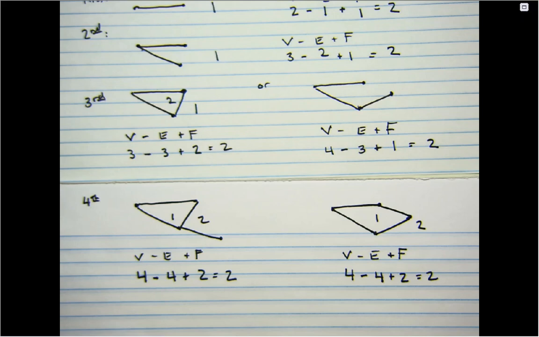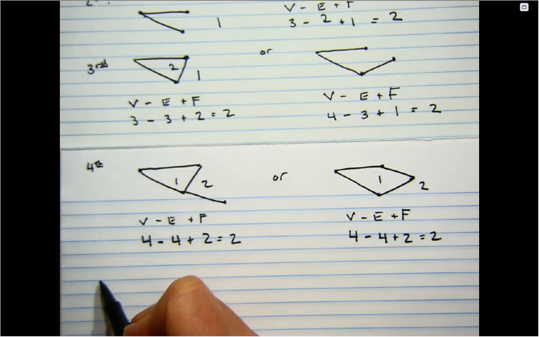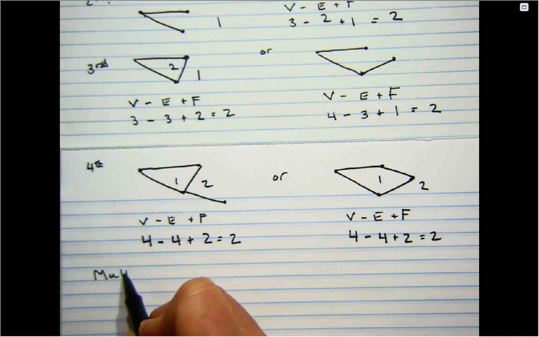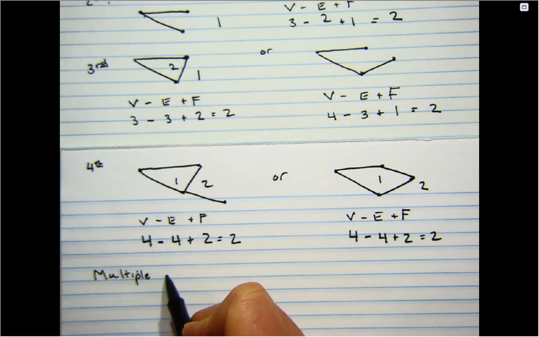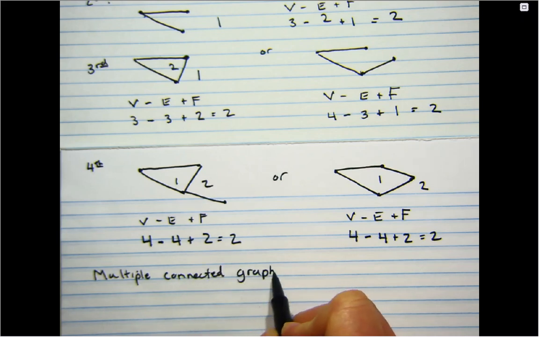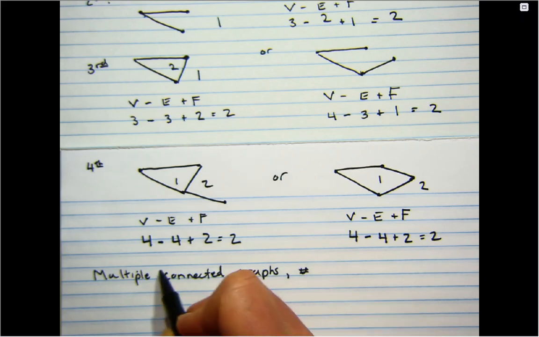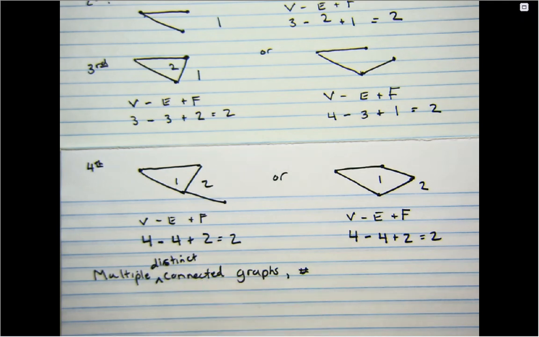Well, these were for a single connected graph in a plane. Now we're going to take a look at multiple distinct connected graphs, meaning they're separate from each other. So each little graph would be a little connected graph, but we're going to look at 2 at a time, 3 at a time, 4 at a time, and so on until we can see a pattern with that.